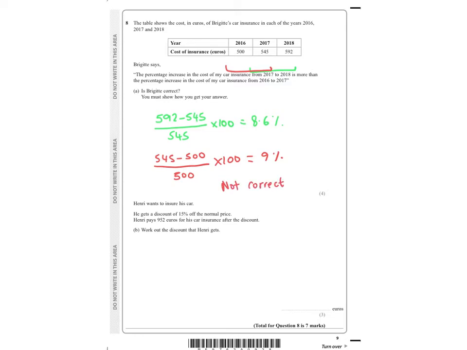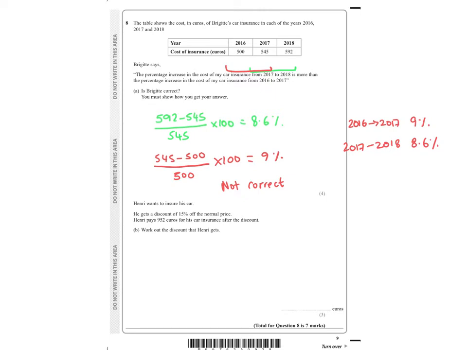As we can see, 2016 to 2017 was actually 9%, whereas 2017 to 2018 was 8.6%.